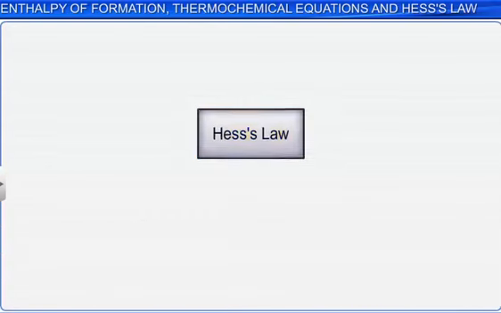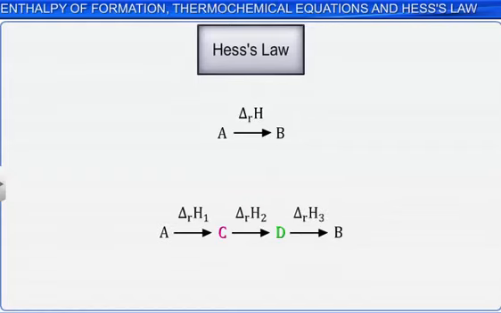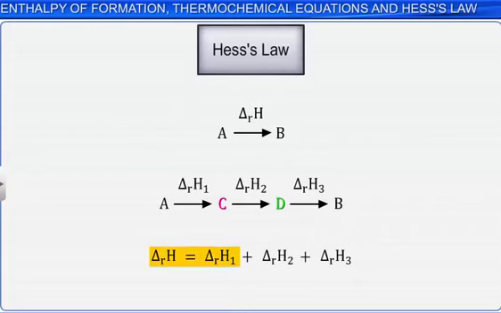For example, the enthalpy of an overall reaction A gives rise to B along one route is ΔrH. Now, if the same reaction occurs through another route, ΔrH1, ΔrH2, ΔrH3, then we can say that ΔrH equals the sum of ΔrH1, ΔrH2 and ΔrH3. Let's understand this through a chemical reaction.